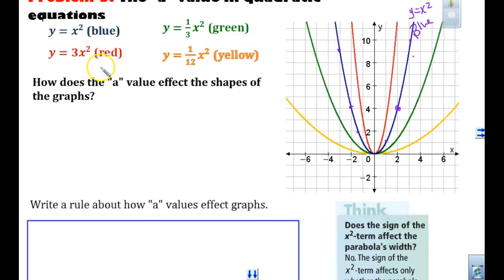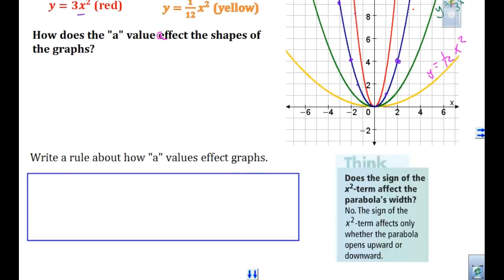So, take a look at your red one, when it's 3. Take a look at the green one. Okay, so when we are looking at that one, y equals 3x squared. And then if we are looking at the green one, that's where we have y equals 1/3 x squared. And our yellow one, which is y equals 1/12 x squared. So how does the a value affect, should be affect, not effect, our graph?